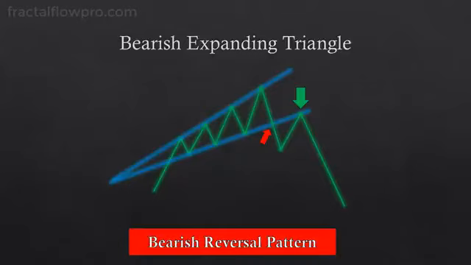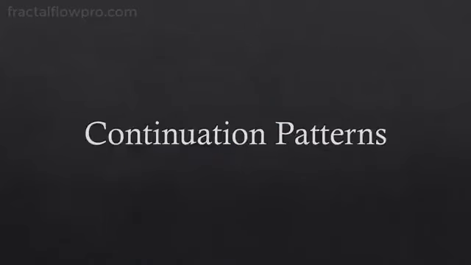This covers the reversal chart patterns, so now we'll move on to the continuation chart patterns. We'll start with probably the simplest continuation chart pattern, which is called rectangle. We have a bullish and bearish variant. Let's begin with the bullish rectangle first.